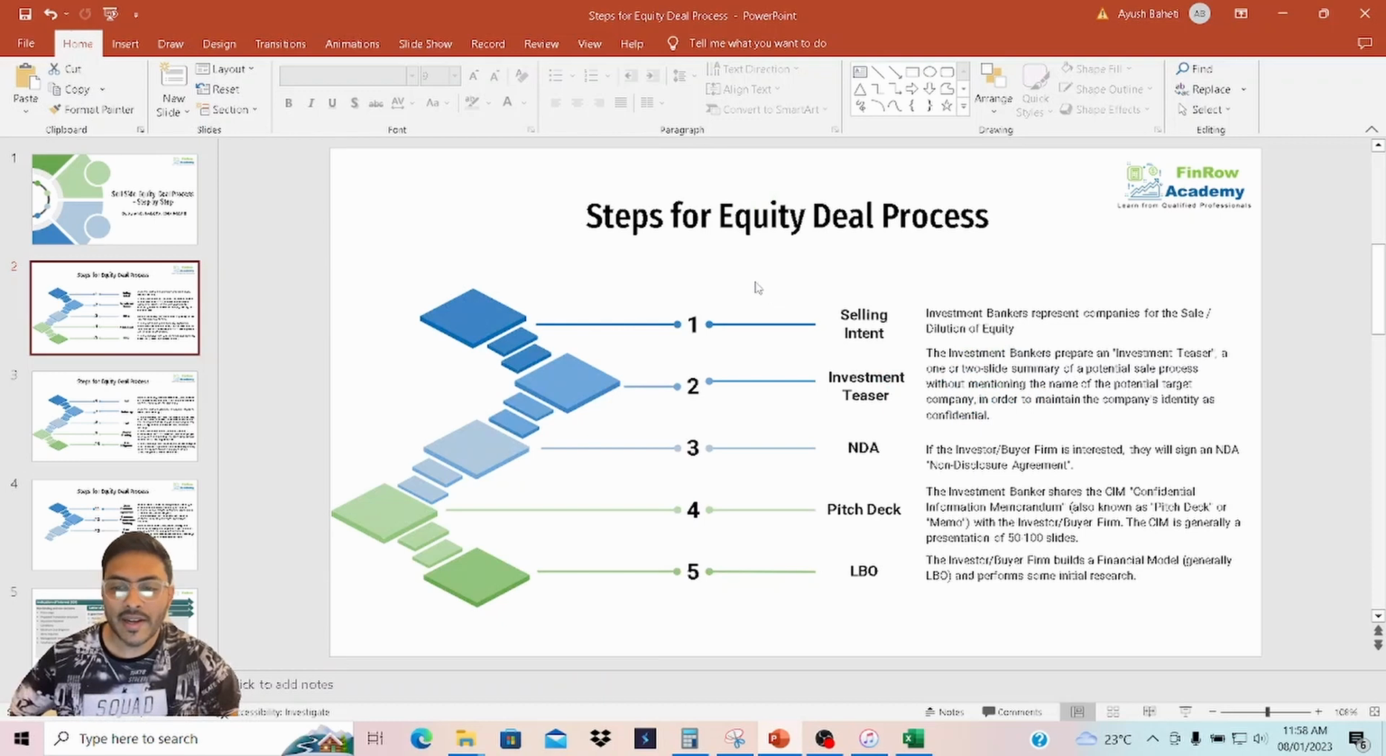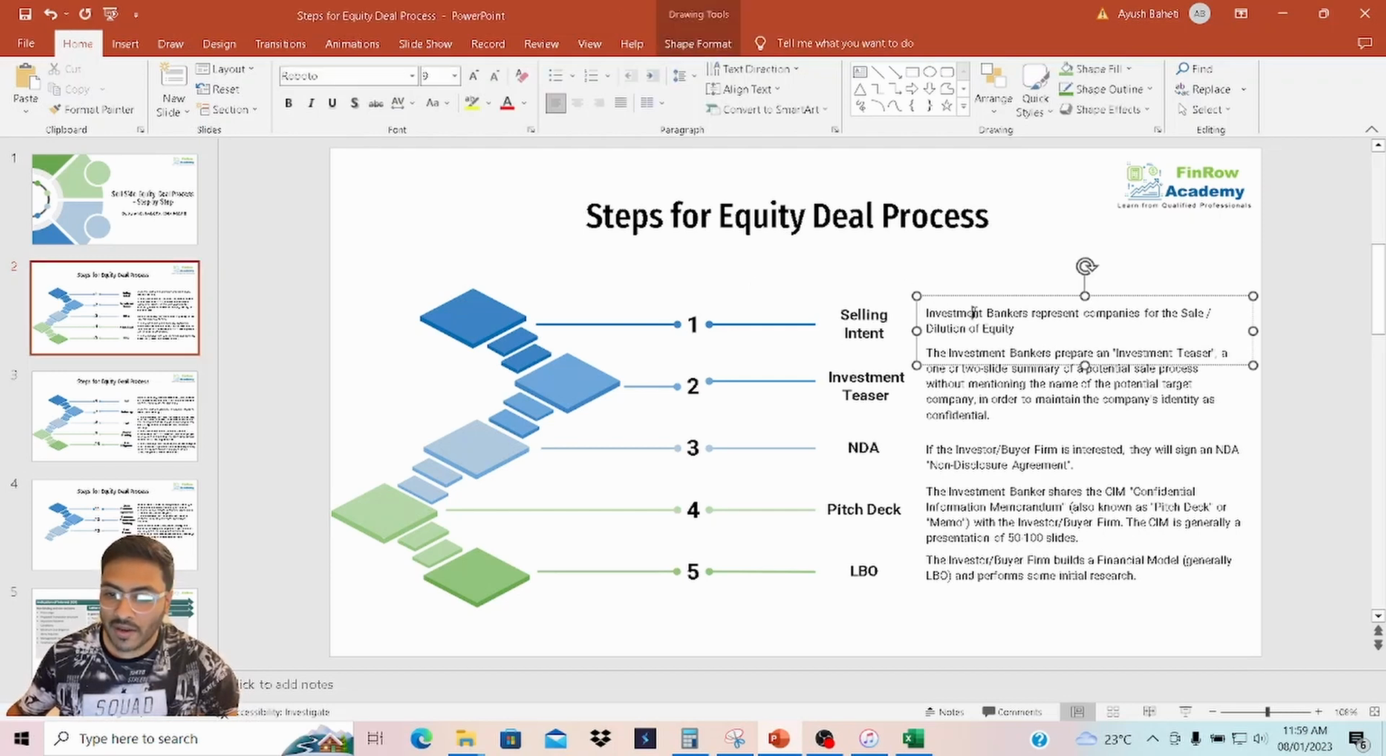The first step is selling intent. So let's say I am an owner of a business. I own 100% equity. I am 70 years old and looking for retirement. And for the same reason, I want to exit from the business. Now I can look for a buyer by myself or hire someone who is specialized in this process. So let's say I hire an investment banker for it.